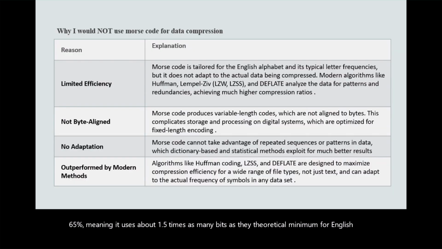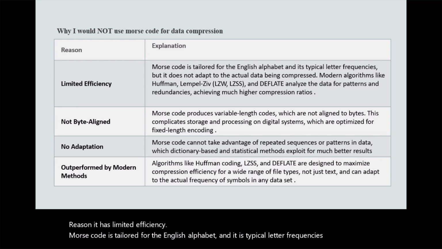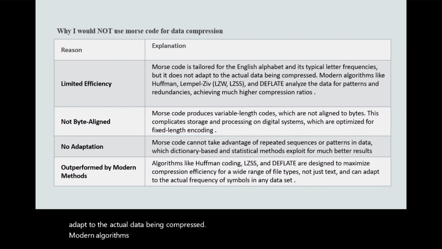Why I would not use Morse code for data compression? Reason: it has limited efficiency. Morse code is tailored for the English alphabet and its typical letter frequencies, but it does not adapt to the actual data being compressed. Modern algorithms like Huffman, Lempel-Ziv, and Deflate analyze the data for patterns and redundancy, achieving much higher compression ratios.